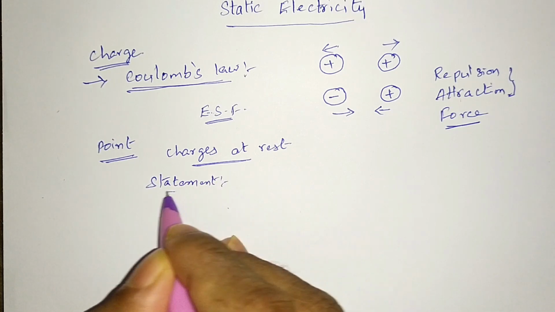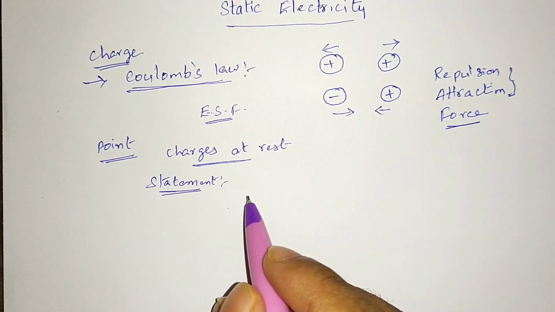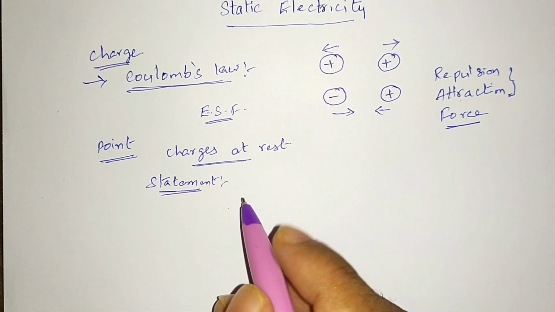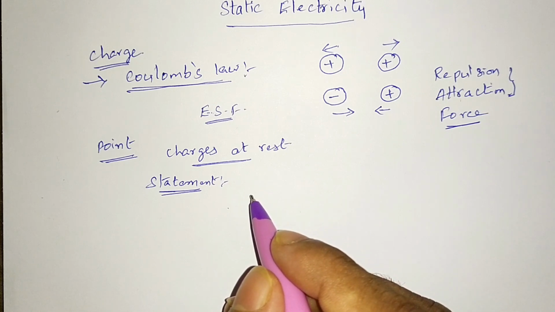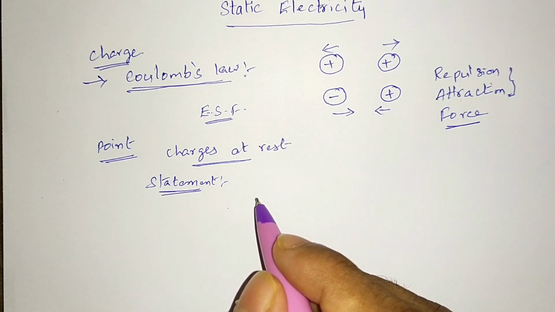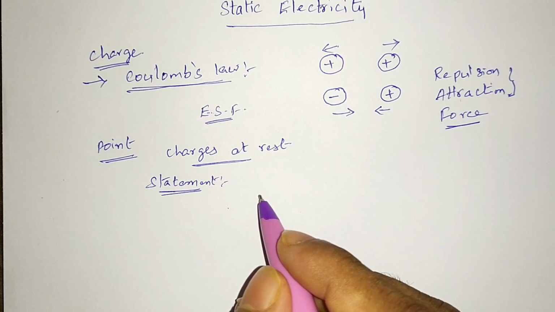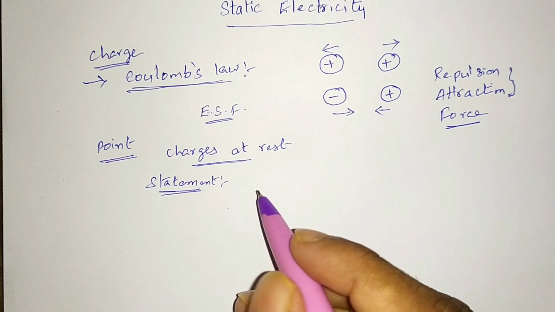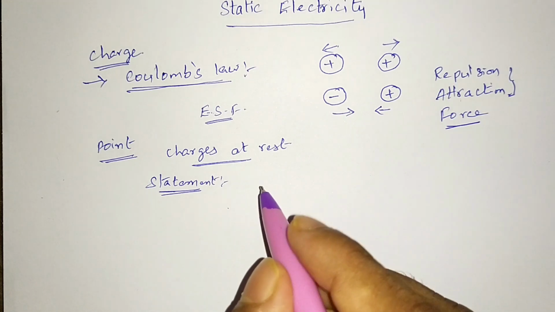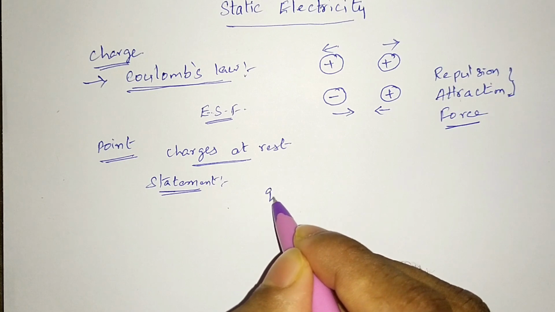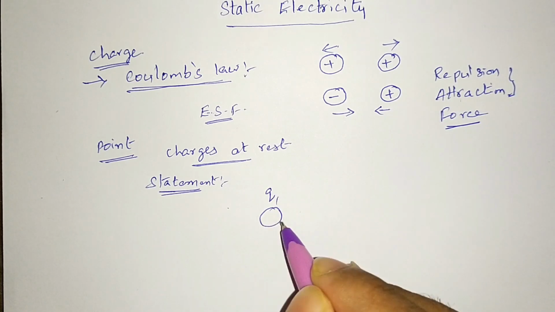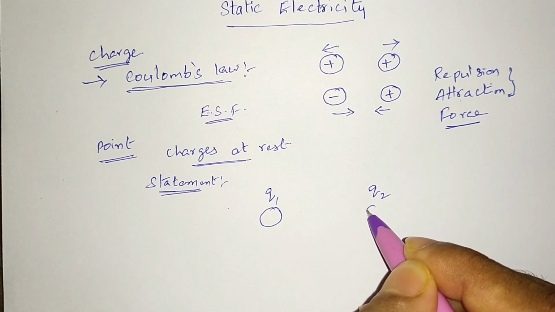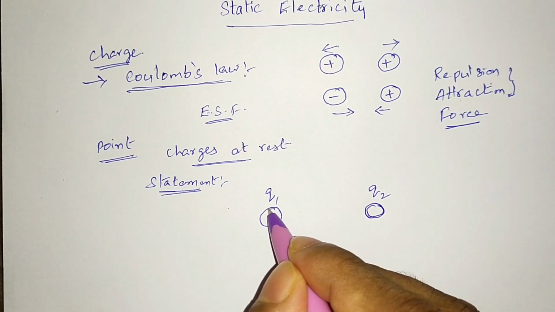Statement of Coulomb's law. According to him, when two charges Q1 and Q2 are separated by a distance r, the force acting between them is directly proportional to the product of the charges and inversely proportional to the square of the distance between them. Let me give a mathematical explanation. For example, let us take two charges, this is Q1 and Q2.